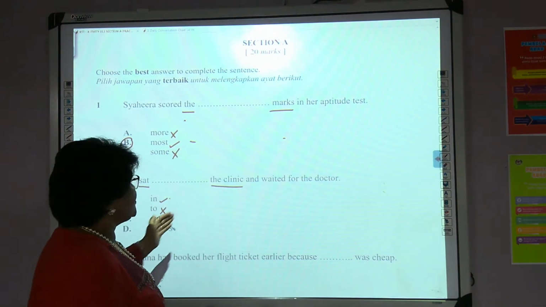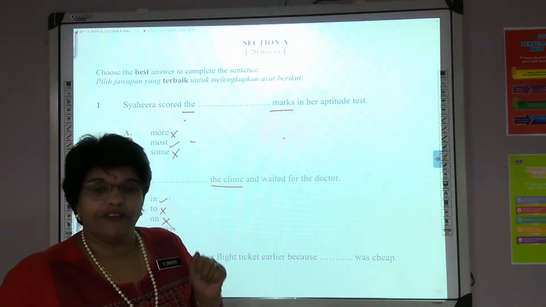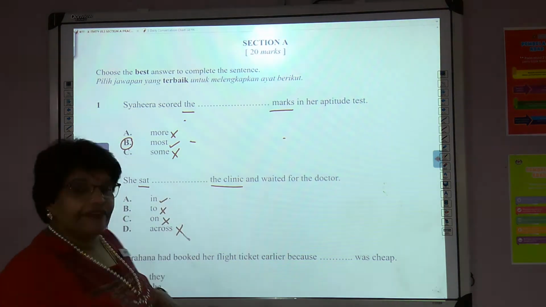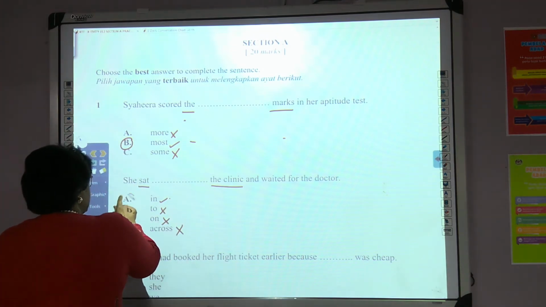So how can you sit across the clinic? You only go across the road, across the bridge. Not across the clinic. So it is wrong. So what is the correct answer? In. That's the only correct one. The best answer is circle.